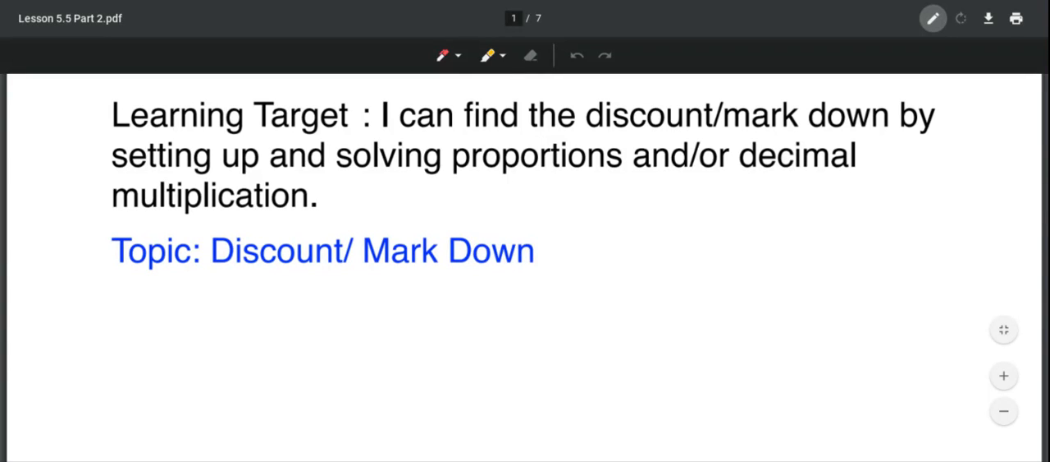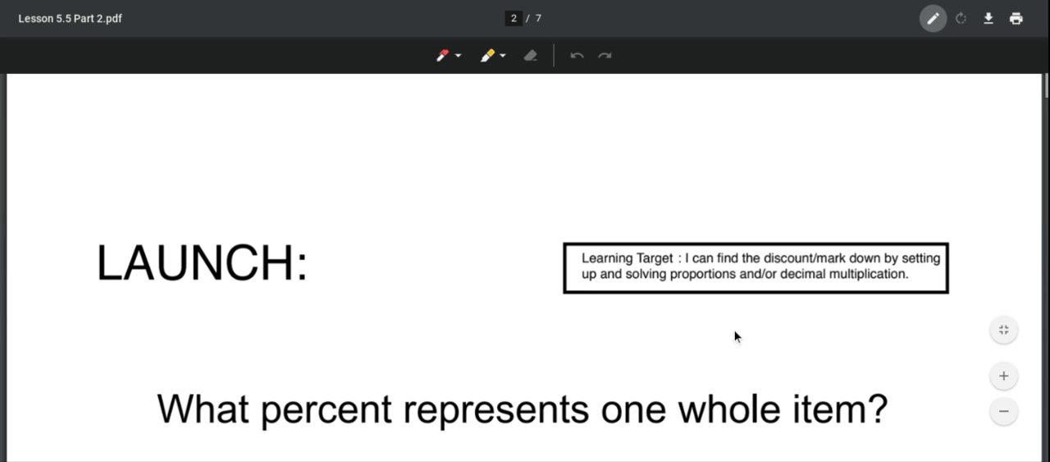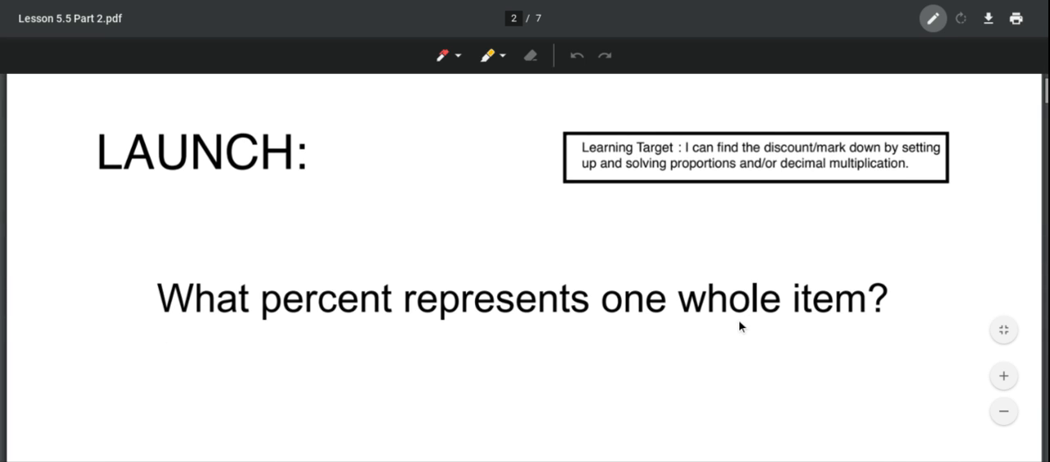Hello, boys and girls. In Lesson 5.5, Part 2, we will find the discount or the markdown by setting up and solving proportions and/or decimal multiplication. Another word for discount is markdown, because you are marking down the original price of an item by a certain percentage. So let's think about what all this means.